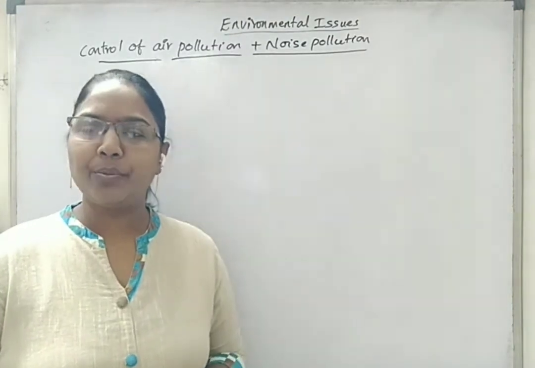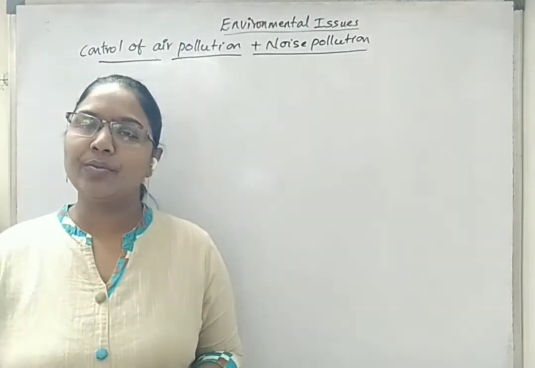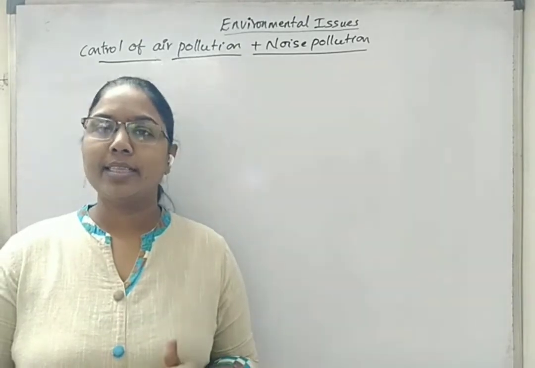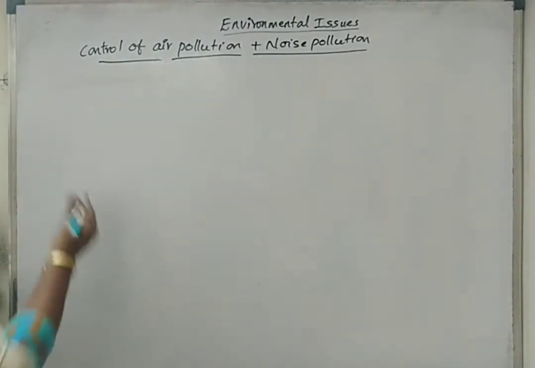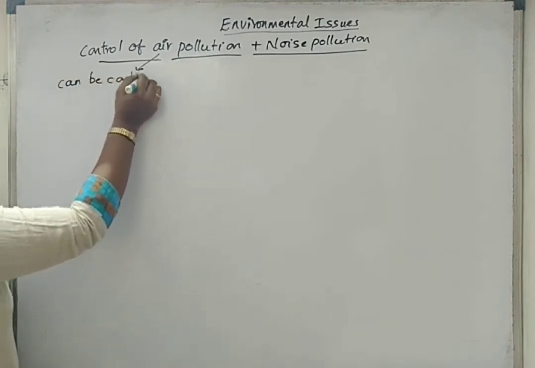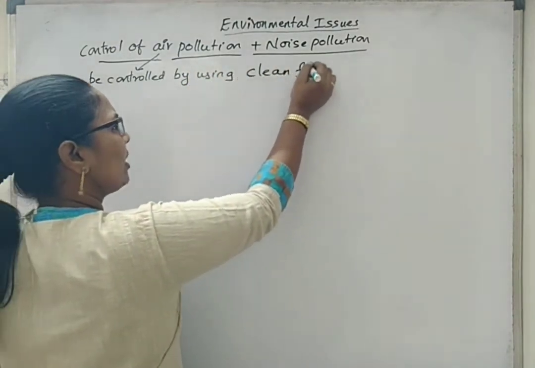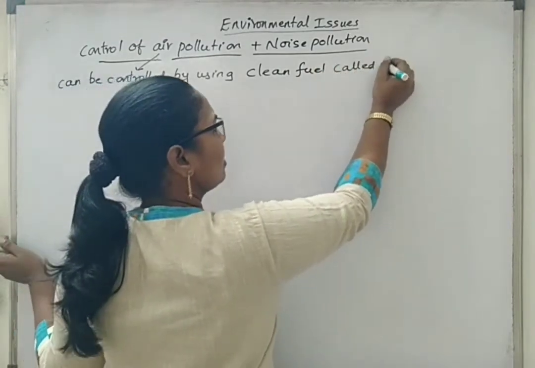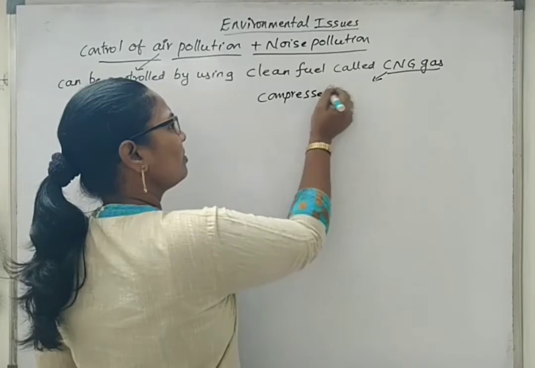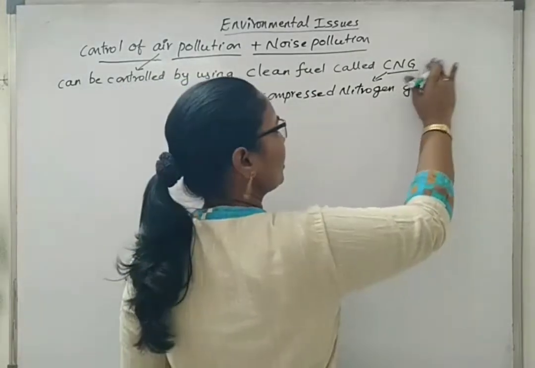Next is how to control air pollution along with noise pollution. We have seen previously that the Environment Protection Act was brought in 1986. In the same way, the Air Pollution Control Act was brought in 1981. Those years are also very important to learn. So, air pollution can be controlled by using clean fuel called CNG. What is the full form of CNG? Compressed natural gas, CNG.